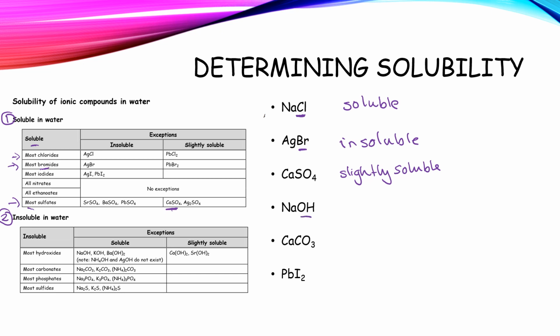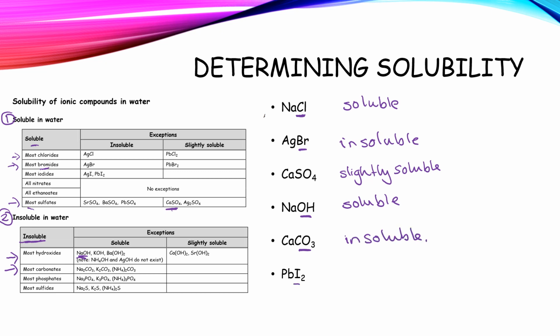Let's look at the next example. It's a hydroxide. Going down the table, I find my hydroxides are here, and most hydroxides are insoluble. But if I look at this list, sodium hydroxide is an exception, and it is soluble. Next one is a carbonate. I go down my list, and I find most carbonates are insoluble. I check the exception list, it's not an exception, so it is insoluble.